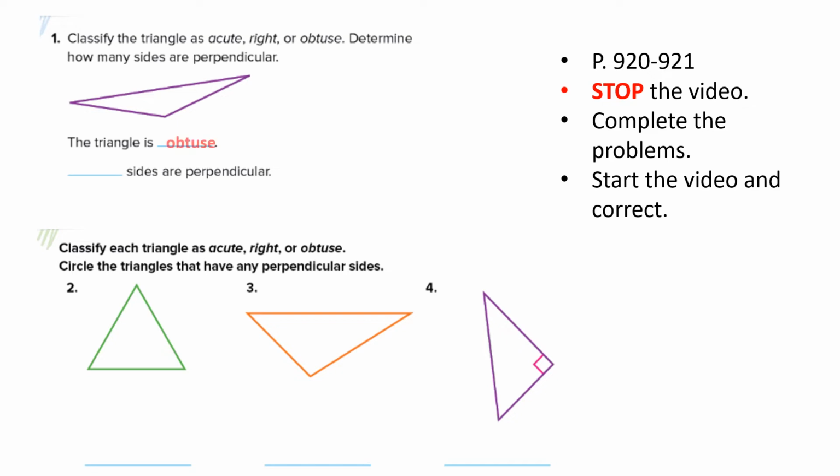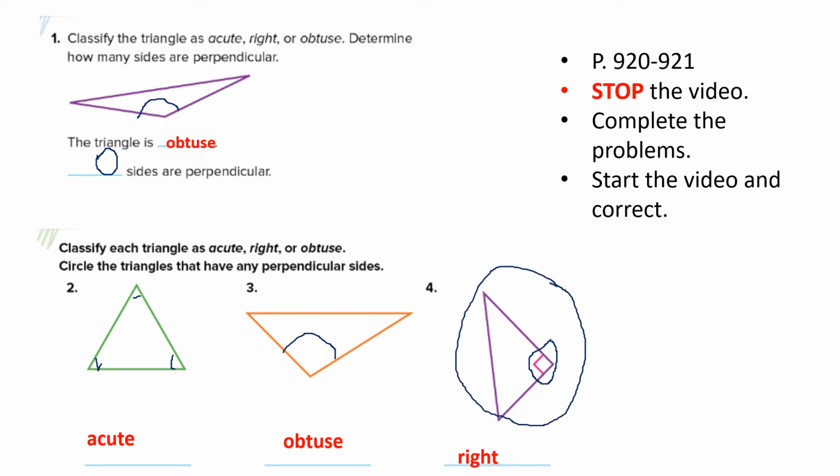Okay, let's take a look at number 1. Classify it as obtuse because I see that obtuse angle. And there are 0 sides that are perpendicular. Looking at number 2, I see only 3 acute angles, so that must mean it's an acute triangle. Number 3, I see 1 obtuse, so that tells me right away it's an obtuse triangle. And for number 4, I see this right here, and that tells me it's a right triangle. And I'm supposed to circle any of them that have perpendicular lines. Well, that's the only one, isn't it?